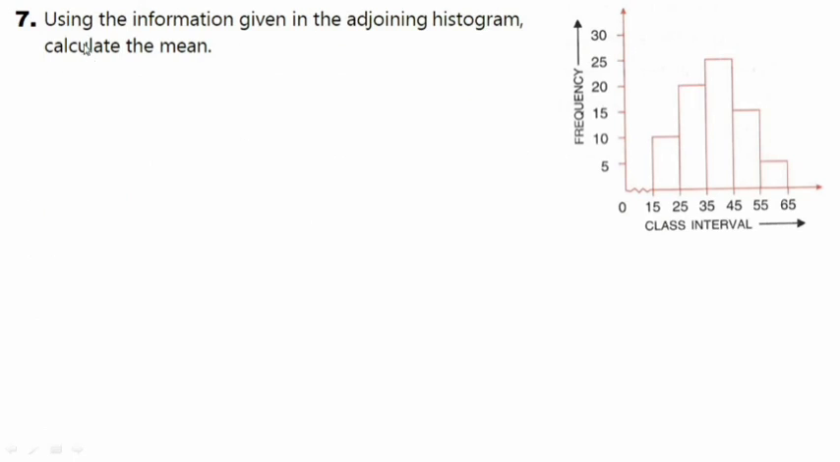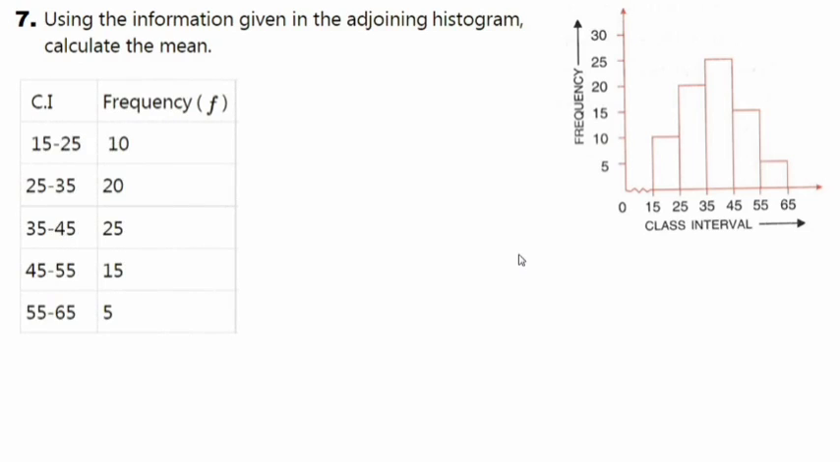Right, so we have the next question. The question says, using the information given in the adjoining histogram, calculate the mean. From the diagram, you have to first form the data. If you look at the class interval from 15 to 25, your frequency is this height, which is 10. Similarly, from 25 to 35, your frequency is 20. From 35 to 45, your frequency is 25. From 45 to 55, your frequency is 15. And from 55 to 65, your frequency is 5.